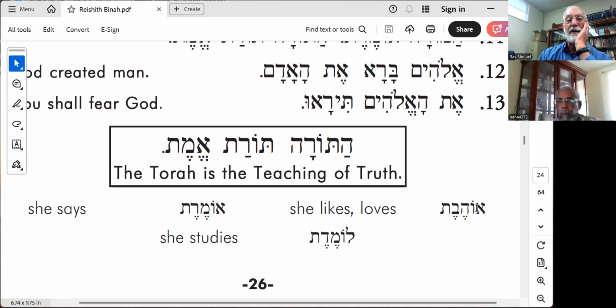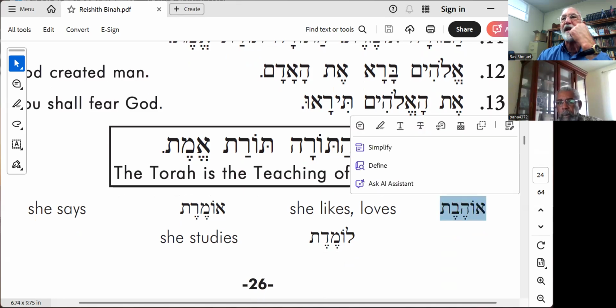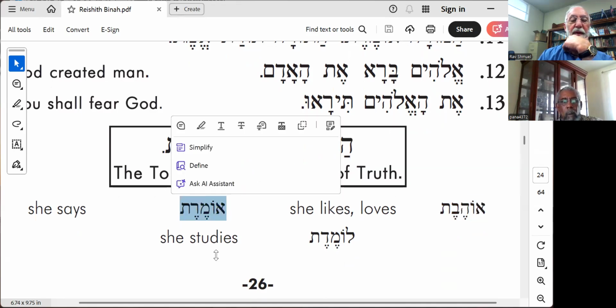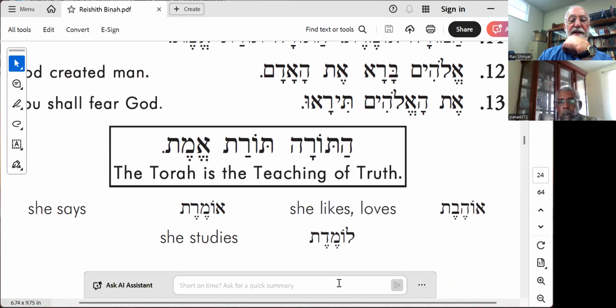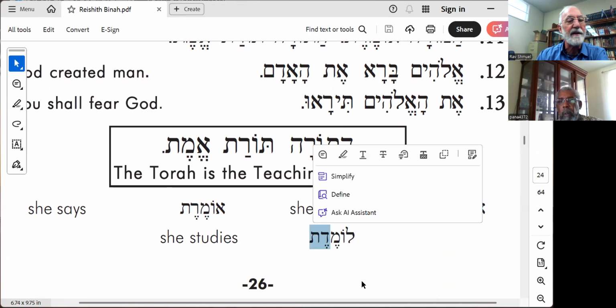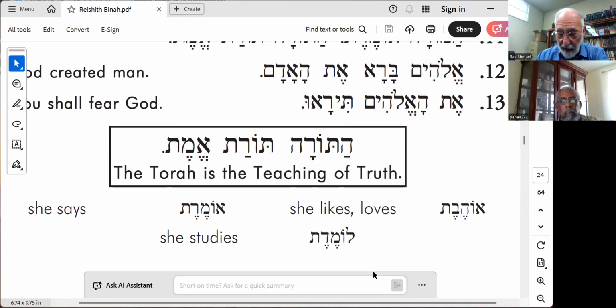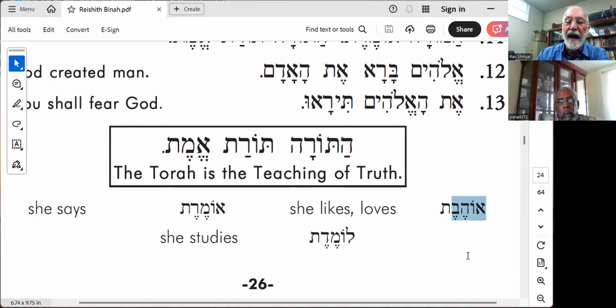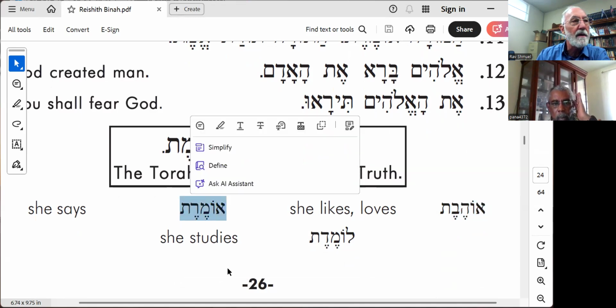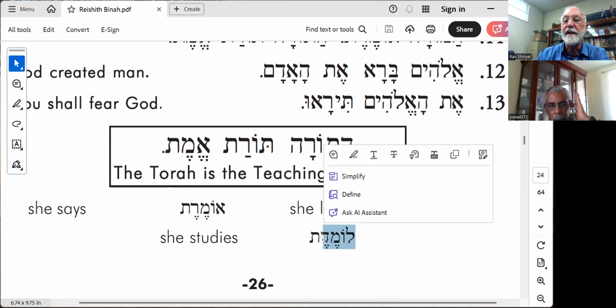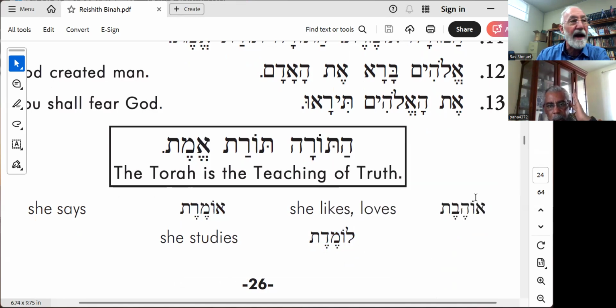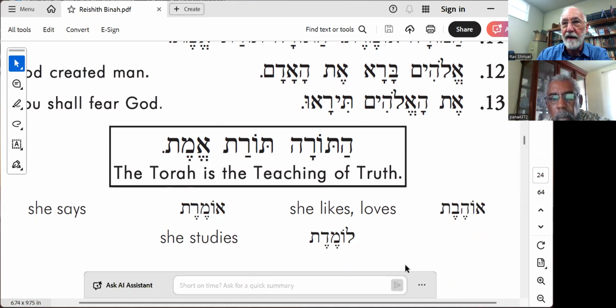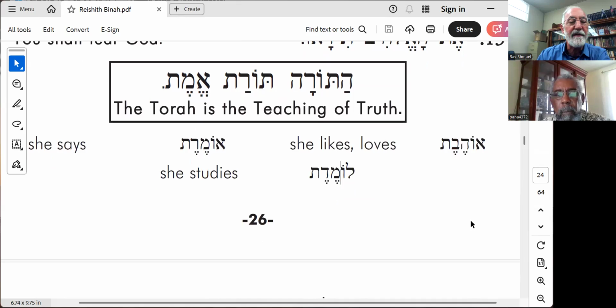Okay. So we learned some words. Ohevet, which is she likes or loves. Omeret, which is she says. And lomedet, which is she studies. And we can do these feminine constructs because we have this tav at the end. So the male would be ohev, omer, lomed. See the difference? Ohevet, ohev. Omeret, omer. Lomedet, lomed. That's going from the feminine to the masculine.